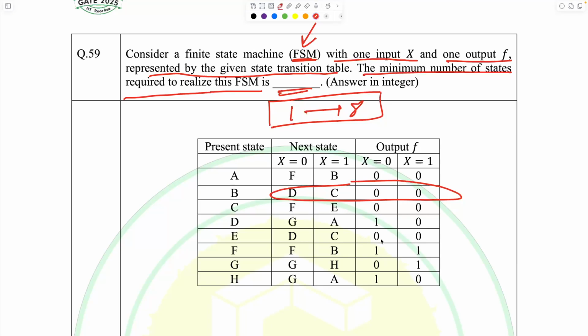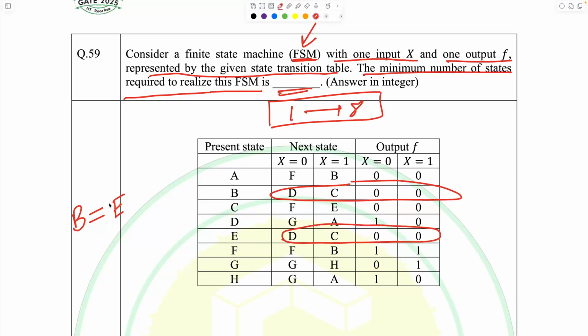Is the output same? 0 0, output is also same. Very good. So this entry, E entry, is basically same to your B entry. Is there any other difference? Not really. So we can say very clearly that B is equals to E, right?